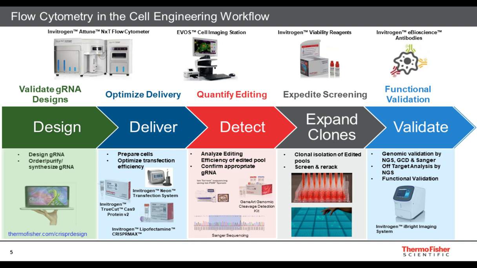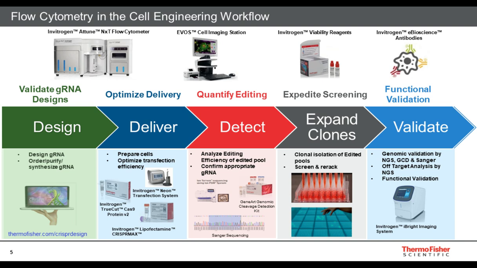From here, you need to detect your editing efficiency of your edited pool. So, if you recall from the previous slide, I mentioned that the mutations that are created using CRISPR-Cas9 are random. So you need to analyze the editing efficiency. Not all CRISPRs are created equal, right? And confirm the most appropriate guide RNA to be used for your experiment.